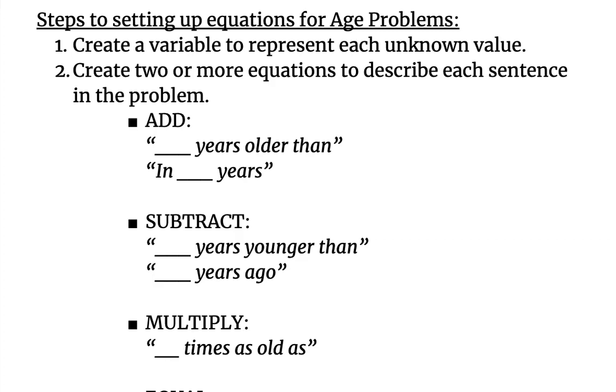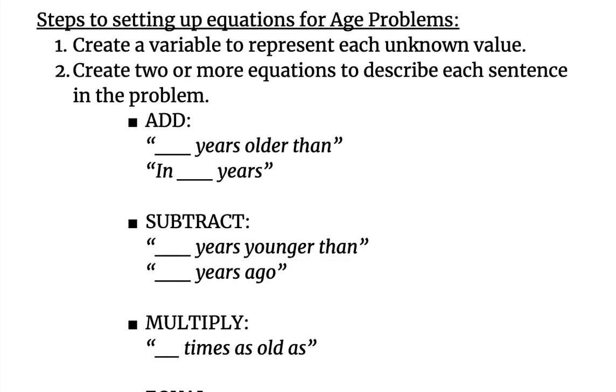And then the second step is to create two or more equations that are going to describe each sentence in the problem. And there are some key words you're going to want to keep in mind. For addition, you'll usually see something in the problem that says blank years older than, or in blank years. For subtract, you will probably see phrases like blank years younger than or blank years ago, meaning it happened in the past, so we're subtracting to get there.